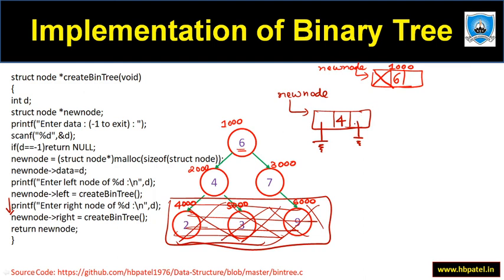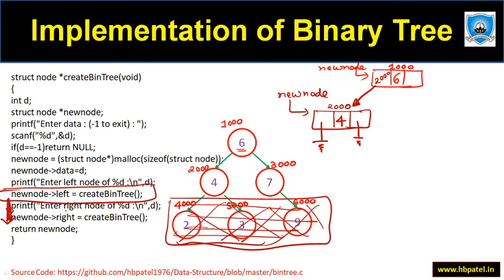Now once this is done, this will return the address of this one. For example, the address of this is 2000. That address will be returned to this particular node, because we called it like this. If you remember, whatever address is returned by create binary tree will be set into new node arrow left. So new node arrow left is this, so it is 2000. Now it is pointing to this, and then I need to move further.